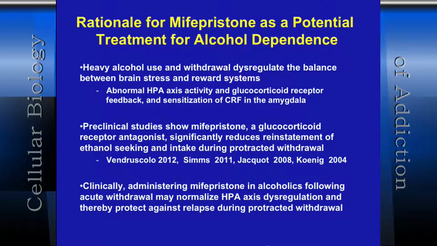And as George reviewed for you, in Leandro Vendruscolo's work in his lab, it significantly reduced reinstatement of ethanol seeking and intake both during acute and protracted withdrawal.